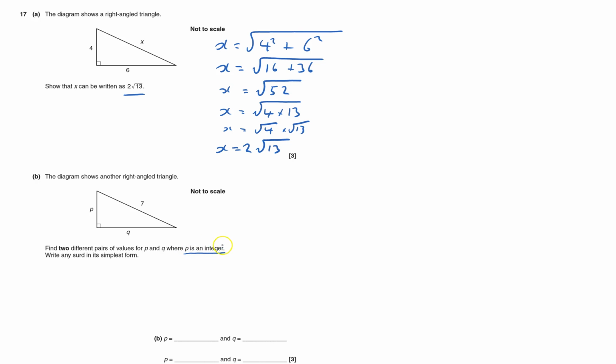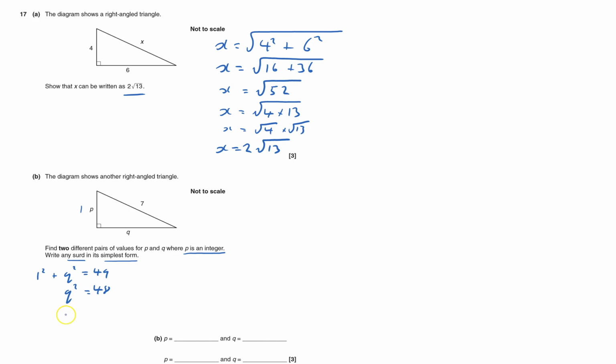And now I've got to find two different pairs of values of p and q for which p is an integer. Okay, so it's a whole number. So it could be 1. And write any q in its simplest form. So if it's 1, then I know p squared plus q squared equals 7 squared. So 1 squared plus q squared must equal 7 squared, which is 49. So q squared in this case would be 48.